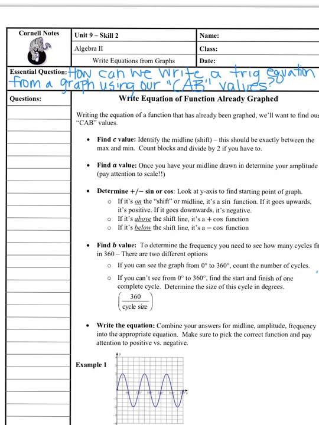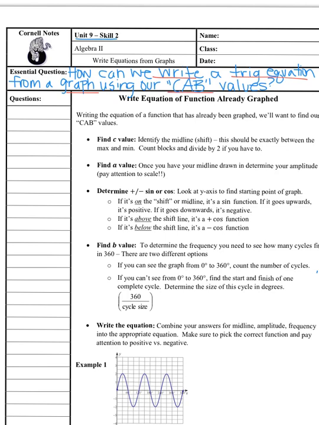This video will cover Unit 9, Skill 2, Writing Equations from Graphs. So please pause the video and take a moment to write down our essential question. How can we write a trig equation from a graph using our CAB values? So take a moment and write that down.